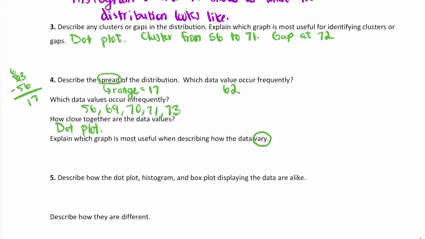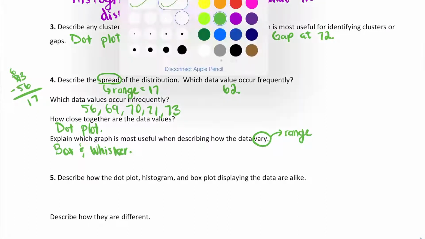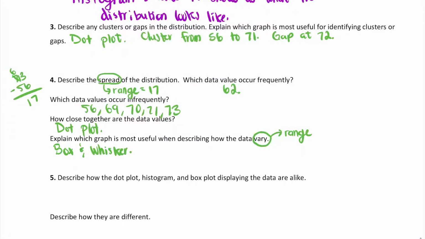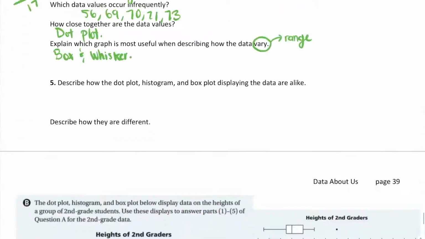Now, this is another keyword. Remember, vary also talks about the range. So which graph would you use to help you find the range? We already talked about this. This is our box and whisker. Except I want to ask you guys, is there another graph that shows us the range? Is there another one that you could use? Think about that for like 10 seconds. Which graph would you use to describe how the data vary?